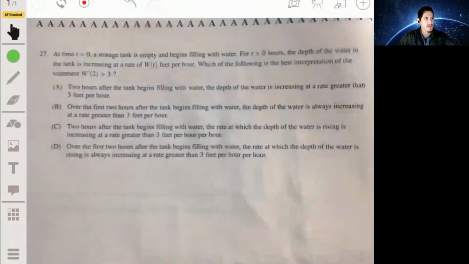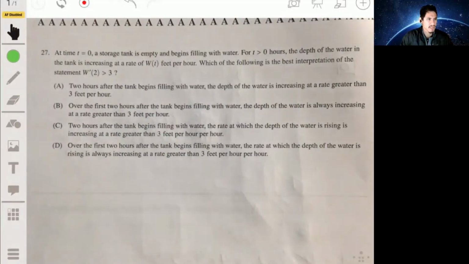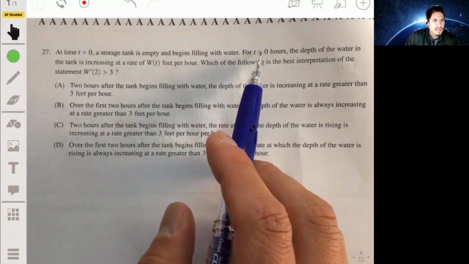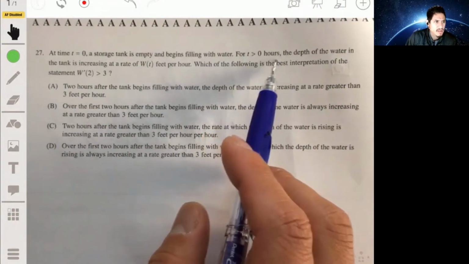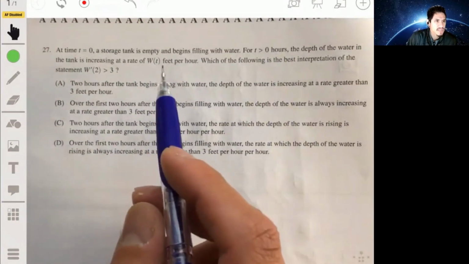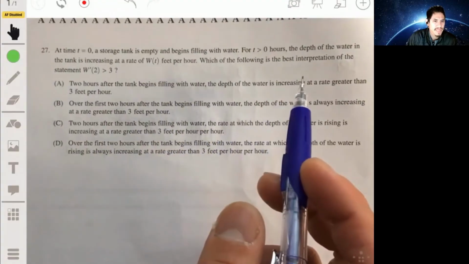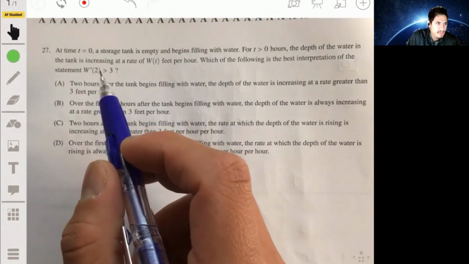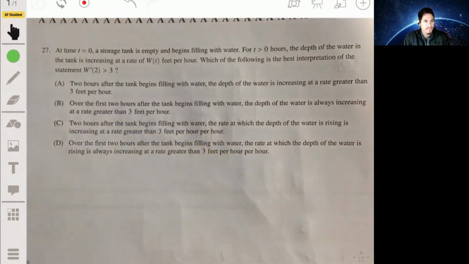It's 27. All right, at time t equals 0, a storage tank is empty and begins filling with water. For t greater than 0 hours, the depth of the water in the tank is increasing at a rate of W(t) feet per hour. So which of the following is the best interpretation of the statement W'(2) > 3?